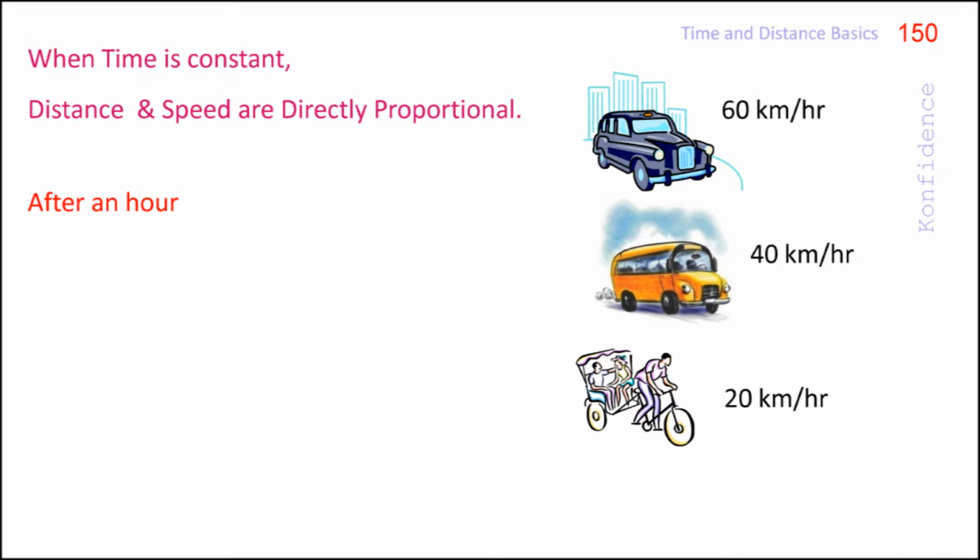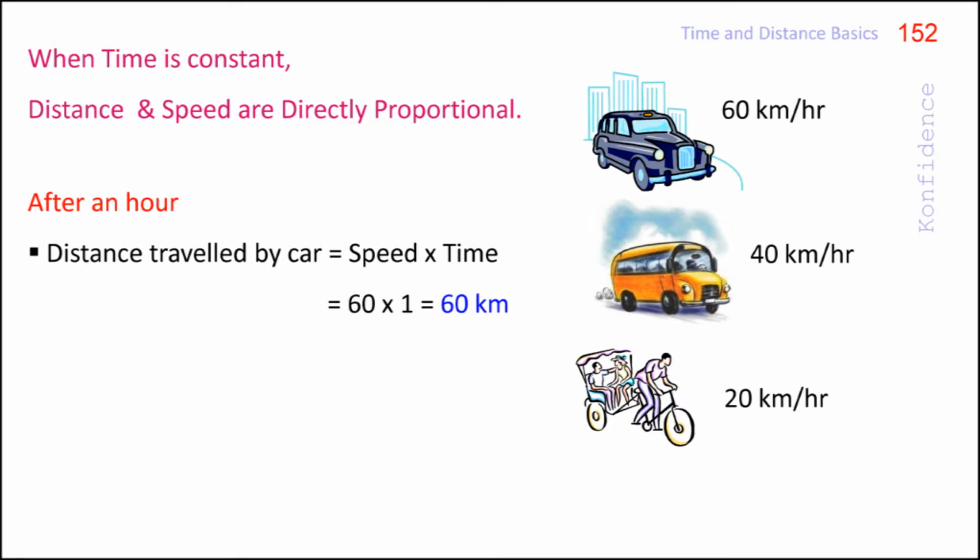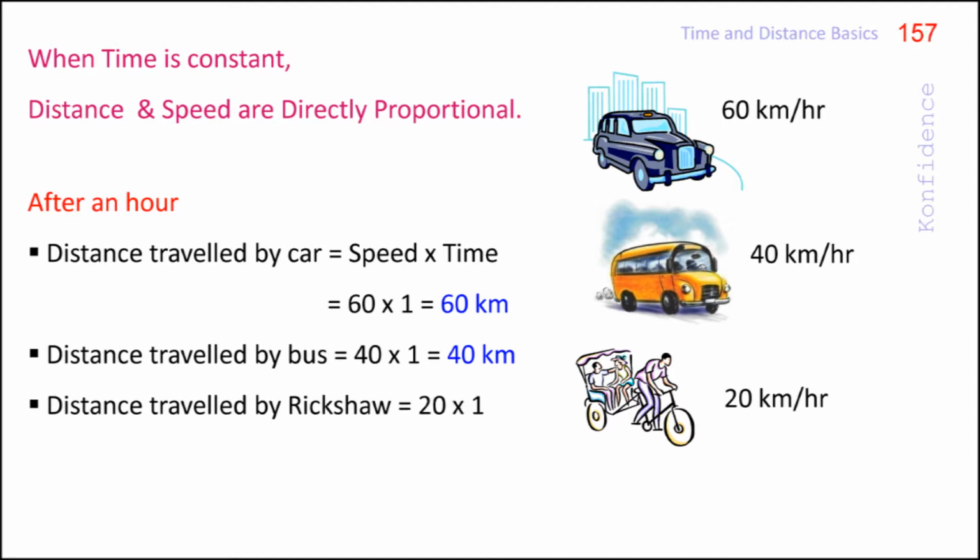Let us see the distances travelled after an hour. In 1 hour, the car travels 60 kilometers. This is obtained as distance equal to speed into time, or 60 into 1 hour, so 60. Bus travels 40 into 1, 40 kilometers. Rickshaw travels 20 into 1, or 20 kilometers.